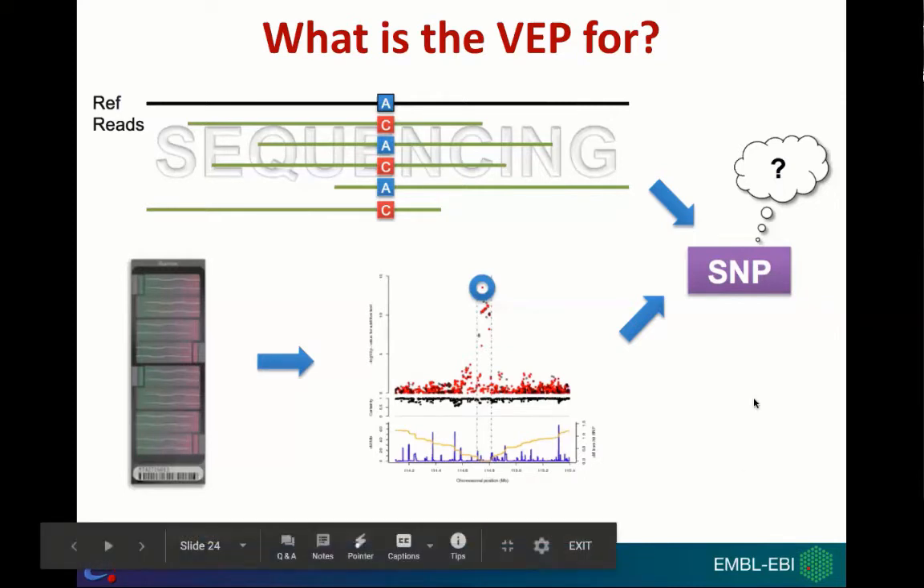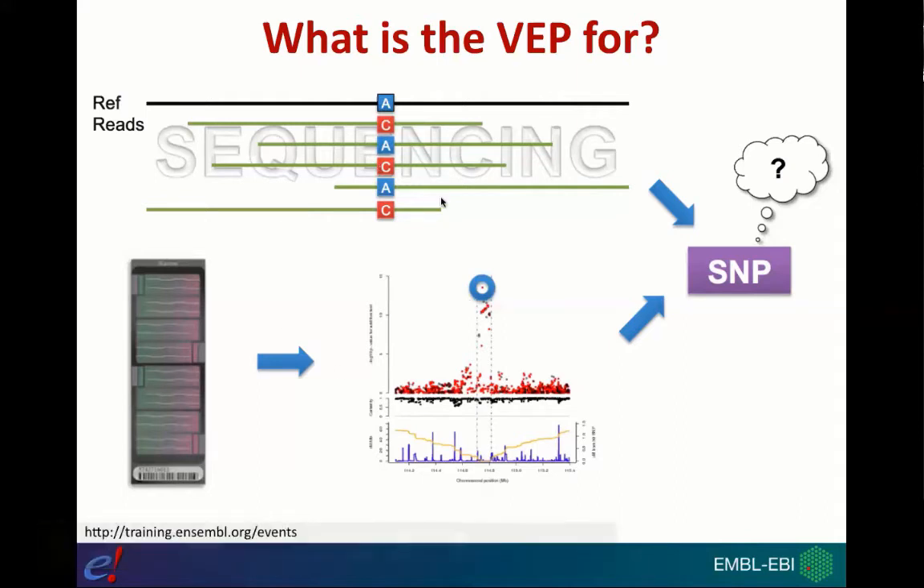So Ensembl doesn't provide the tools or the platform or the infrastructure to perform these sorts of investigations. So there's no alignment and variant calling software available in Ensembl. The idea is that you do this upstream and then you come to Ensembl with your list of variants that you want to begin analyzing and finding out more information about.